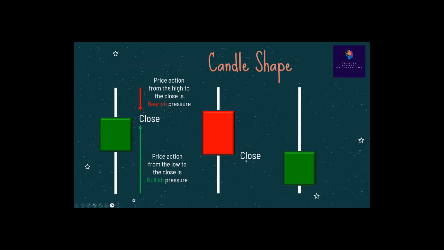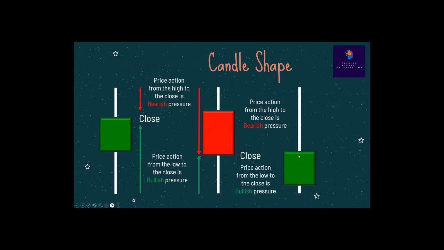The next candle, we see it's a red candle, so therefore it closed at the bottom of the body. All green candles close at the top of the body, red closes at the bottom. In this case, from the high to the close, that's our bearish pressure, and we see it is quite large, a little more than half of the candle. And then we do have a little bit of buying pressure, but it is much smaller than what we have in selling pressure. So this is a bearish candle.